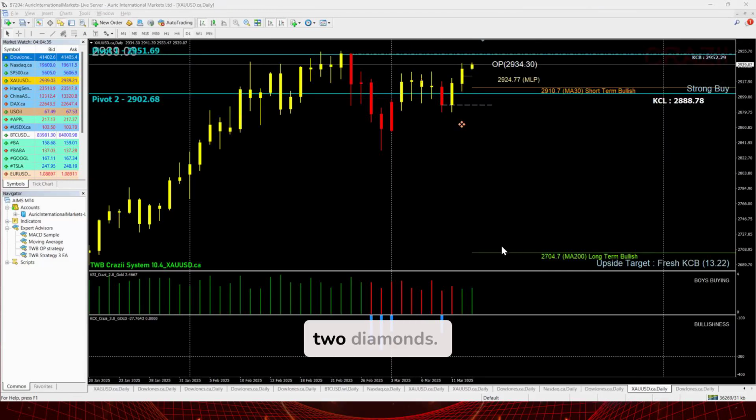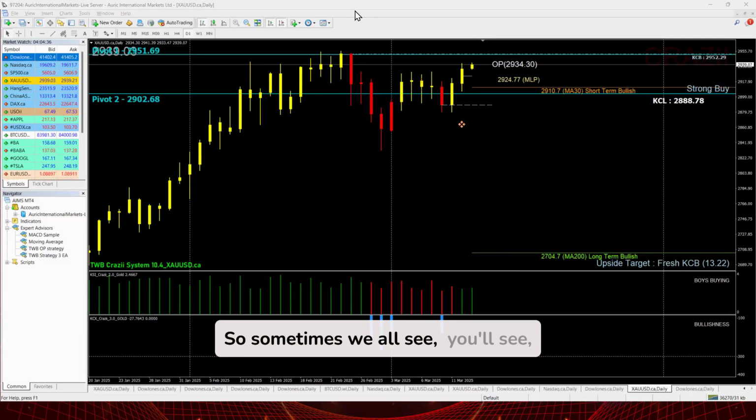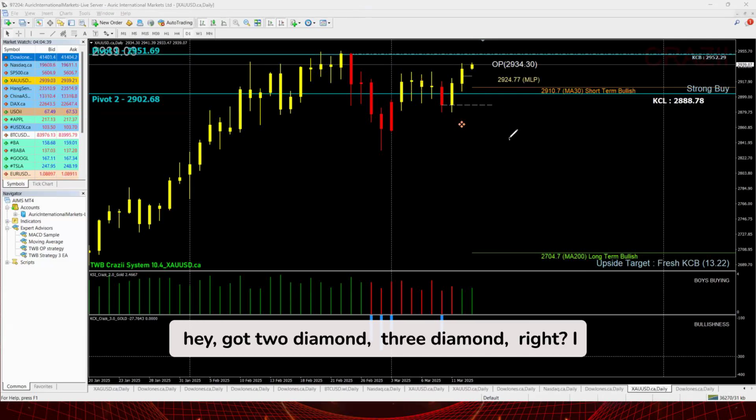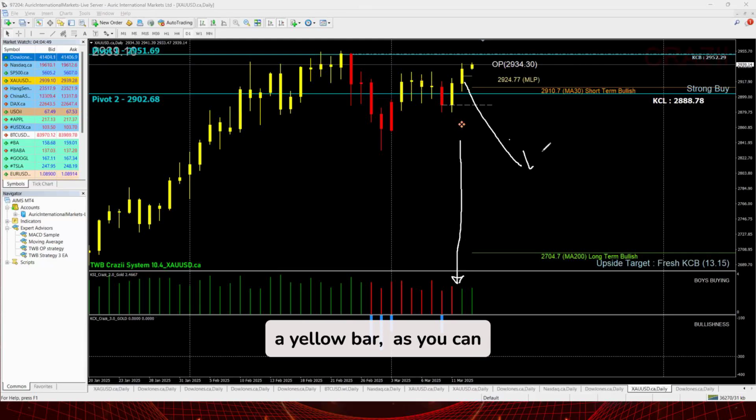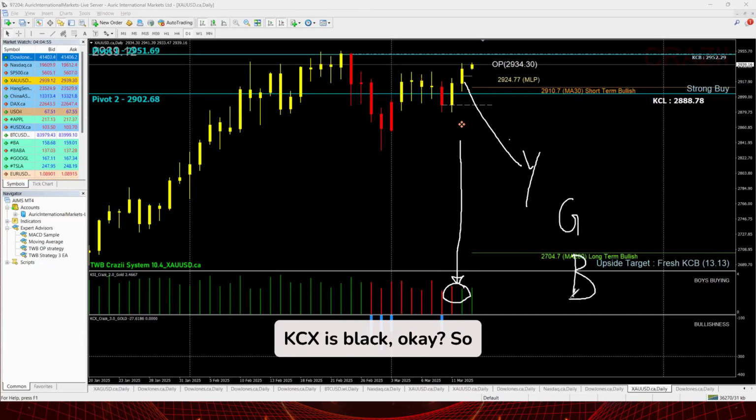So there are no two diamonds. Sometimes we see, hey, two diamonds, three diamonds, right? I need you to understand how the diamond forms, then you know whether your diamond is correct or wrong. So there's only one single diamond now. Why? Because it's a yellow bar, as you can see. The KSI switched color from red to green, and KCX is black. So YGB. So you have that.